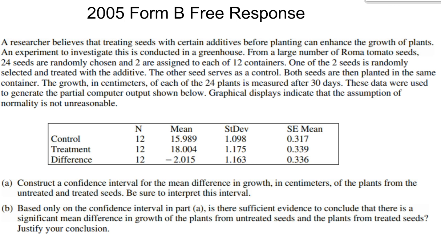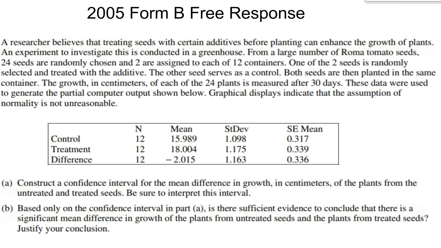Hi, today we're going to look at problem 4 from the 2005 Form B AP Statistics exam. So let's take a look at it. A researcher believes that treating the seeds with certain additives before planting can enhance the growth of plants. An experiment to investigate this is conducted in a greenhouse.